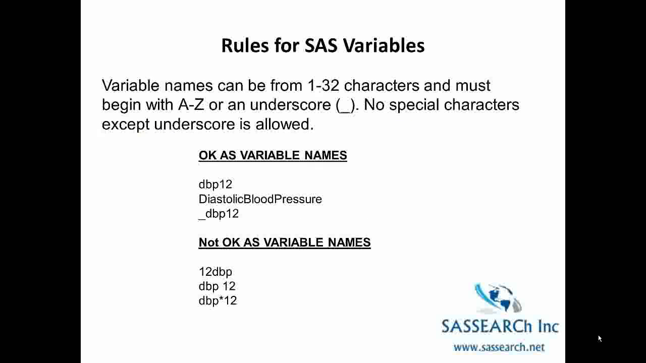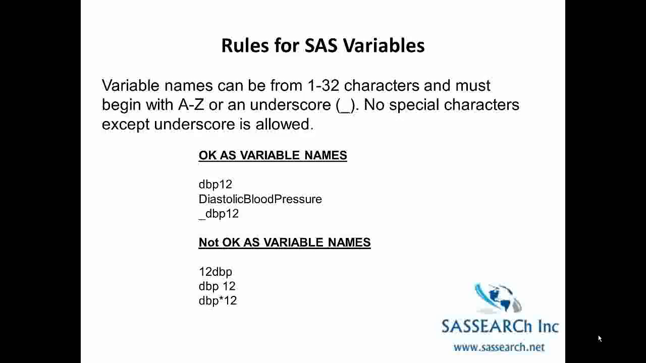Rules for naming SAS variables are pretty simple. They can be from 1 to 32 characters in length, and they must begin with either the letter A to Z or an underscore. Letters, numbers, or an underscore can be used for the second character and on. Special characters like a slash or asterisk are not allowed anywhere in a variable name, nor is a blank.